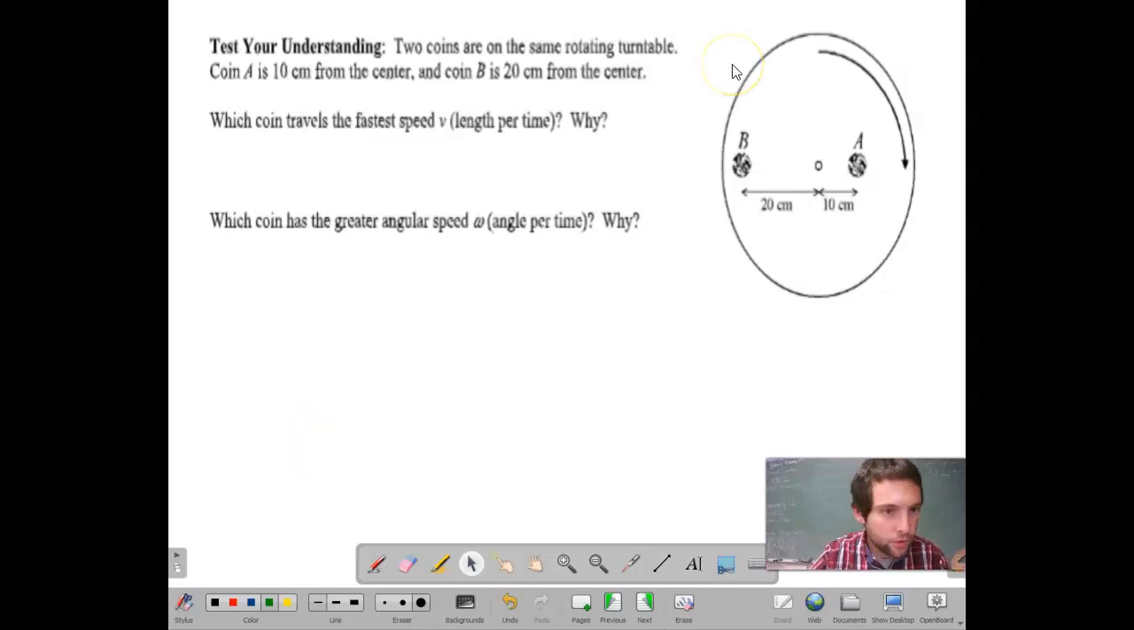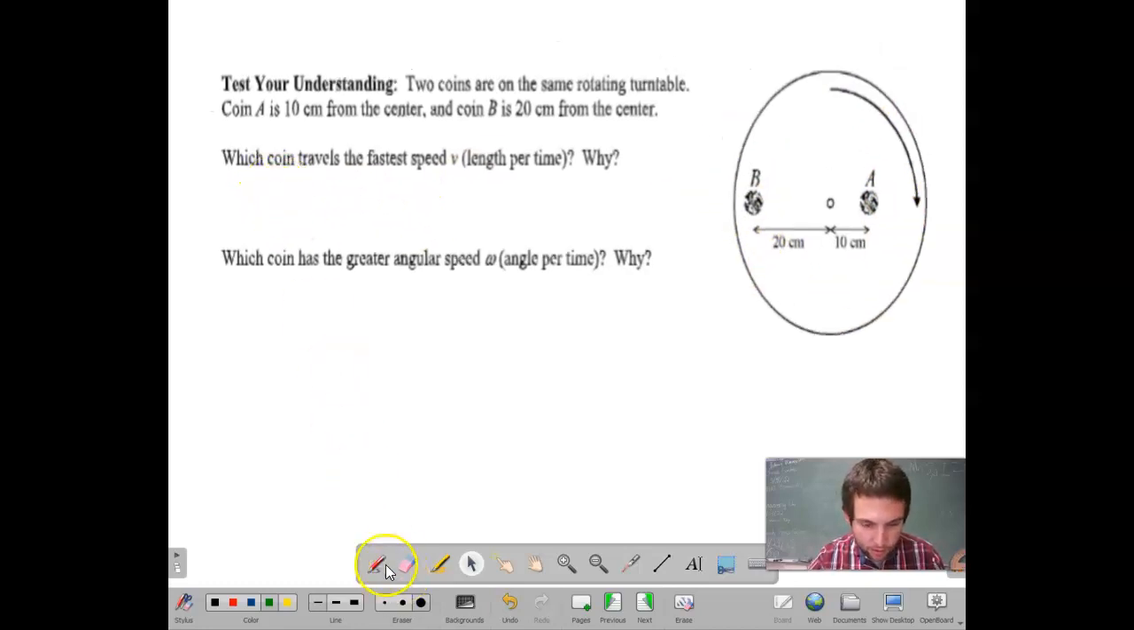Two coins on the same rotating turntable. Coin A is 10 centimeters from the center, and coin B is 20 centimeters from the center. Which coin has the fastest speed? V. Why? All right, so as these start going around, remember what V is.